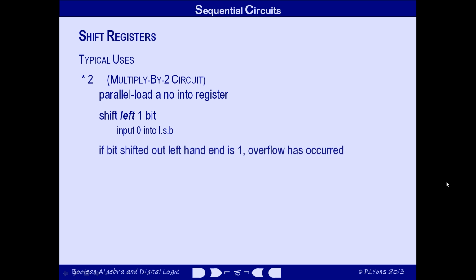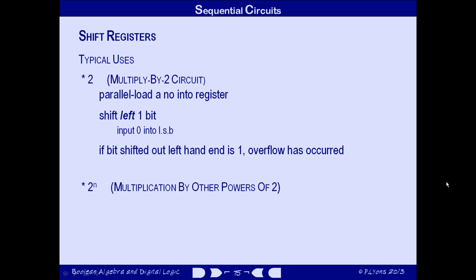And not surprisingly, a multiply by 2 circuit works just the other way round. We load a number into the shift register, shift it 1 bit to the left this time, ensuring that a 0 gets input into the least significant bit, and hey presto, we've multiplied our number by 2. If a 1 gets shifted out the left-hand end, then an overflow has occurred. Whether this is an error or not depends on the circumstances in which the multiplication circuit is being used.